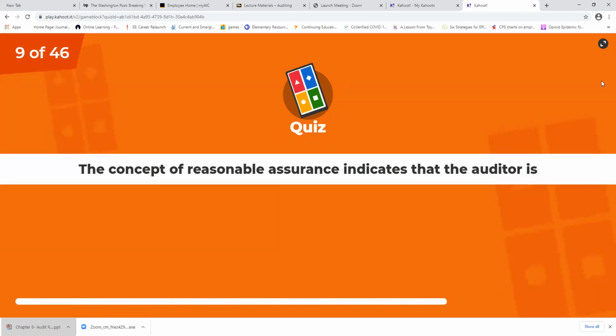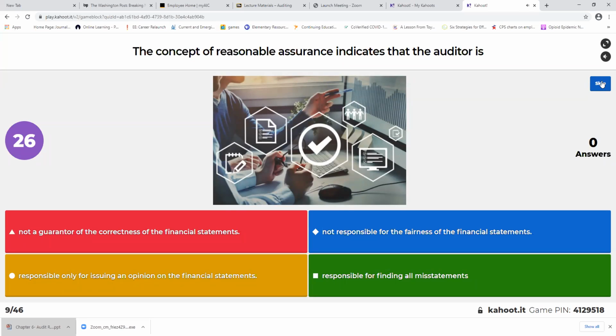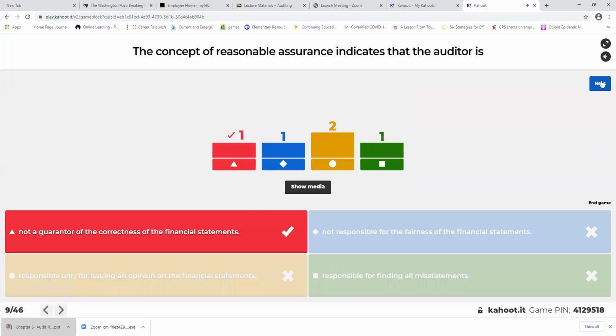The concept of reasonable assurance indicates the auditor is what? Yeah, so when you think about reasonable assurance, keep in mind, we're not guaranteeing correctness. What we're really saying is, I'm reasonably assured, right? What's my level of confidence? I don't know, pick a number. I'm reasonably assured means 90, 95% confident that there's no problems here, right?